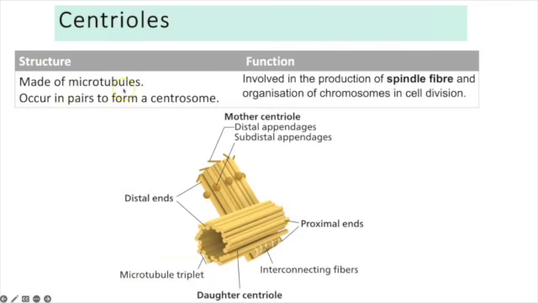Centrioles are made up of microtubules, which we can see here in this image, the microtubule. And they occur in pairs to form a centrosome. So that's what we're looking at here. We've got them as a pair forming that centrosome. Now these are involved in the spindle fibre formation, which is essential in organising the position of chromosomes in mitosis and meiosis.